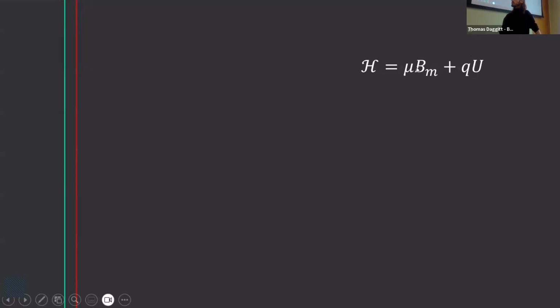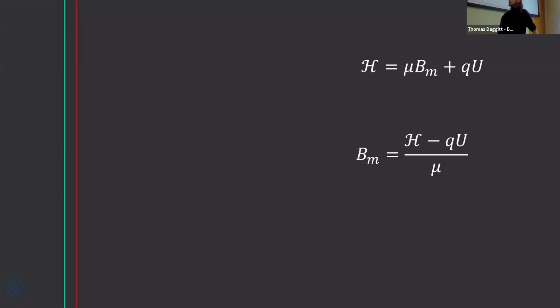So this first term here, mu Bm, is effectively the kinetic energy. The second term is the potential energy. And the sum of the two remains constant. So mu is constant, Q is constant, Bm and U vary, but they vary in such a way that H, the Hamiltonian, the total energy, remains constant, as long as you don't have other things coming into the system and interacting with particles.